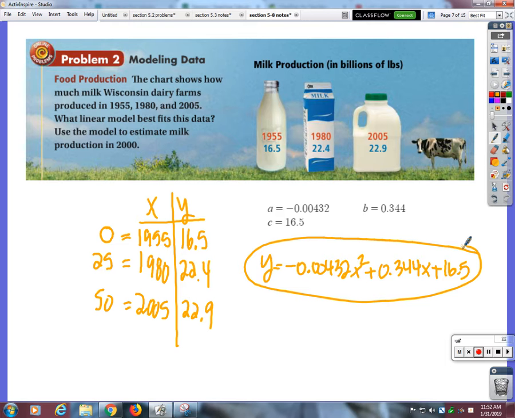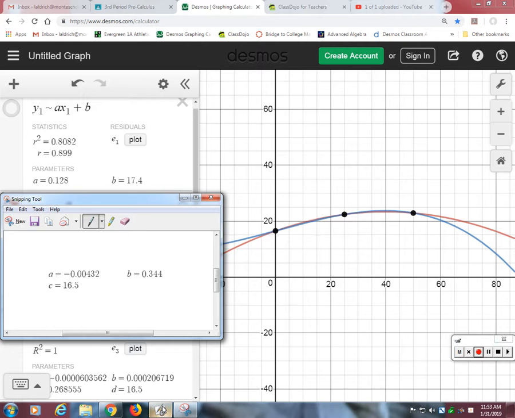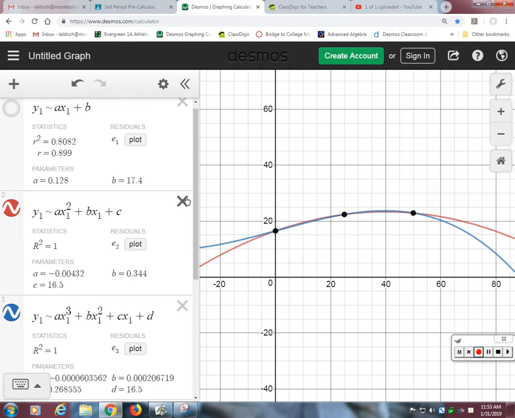We chose to use quadratic. And here's why. The quadratic one was 100% accurate. The cubic one was 100% accurate. Which one do we use? Sydney says let's use the easier one, okay?